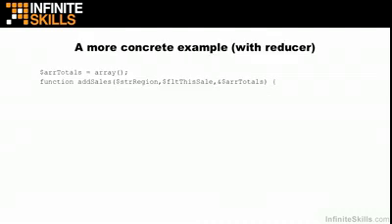Let's look at a more concrete example using a reducer. In this example, let's say that we start out with an empty array called array totals. Then we define a function called add sales, which accepts a region such as APAC, Europe, Africa, and so on, the number of this individual sale, and then a handle to the array totals array.